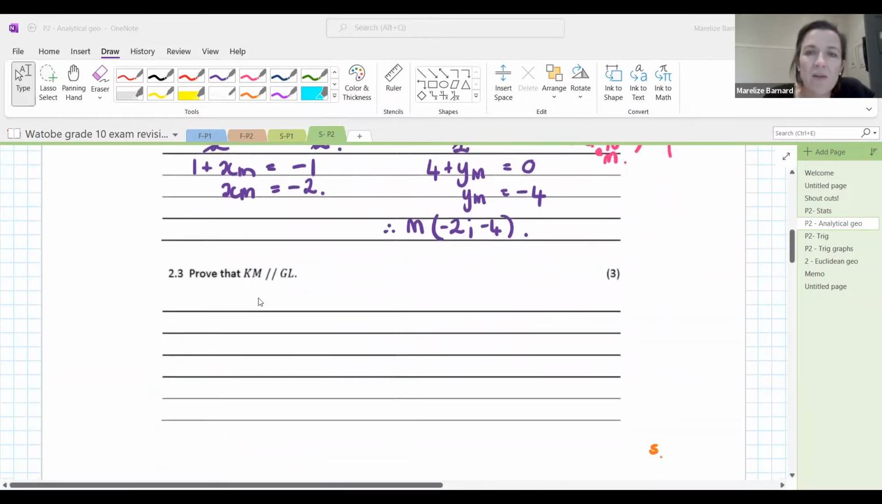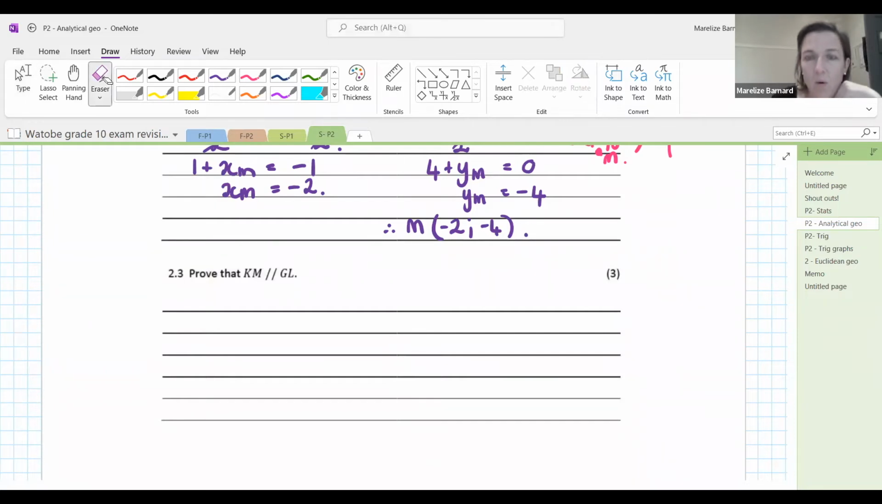Okay, there we go. Right, so let's go on to question 2.3. We have to prove that KM is parallel to GL. When we prove that two lines are parallel, what is it that we need to calculate? What do we need to calculate and find to be equal? Put it in the chat if you know. We've done parallel lines many times. The gradient, well done. Brandon, we need to calculate the gradient.